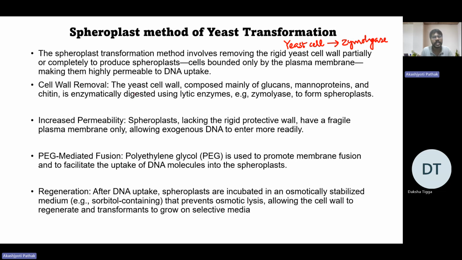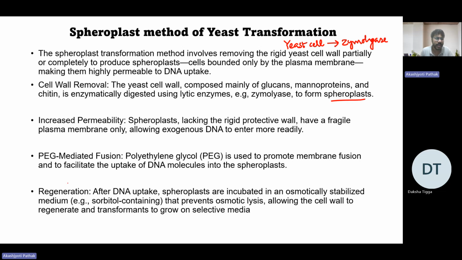First, cell wall removal. The yeast cell wall is composed of different saccharide, carbohydrate molecules: glucans, mannoproteins, chitin. It is enzymatically digested using the lytic enzyme zymolase to form spheroplasts. Now, how is the permeability increased? The spheroplast lacks the rigid protective cell wall and has only a fragile plasma membrane, which allows exogenous DNA to enter more readily. In the next step, again, PEG is added. The PEG will promote membrane fusion and facilitate the uptake of DNA molecules into the spheroplast.